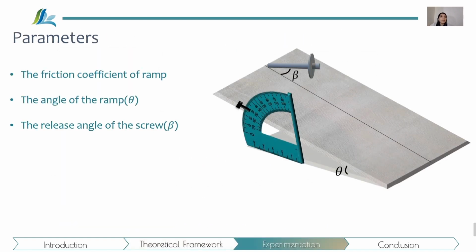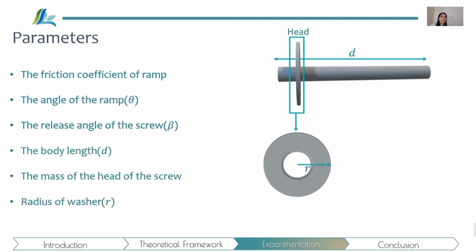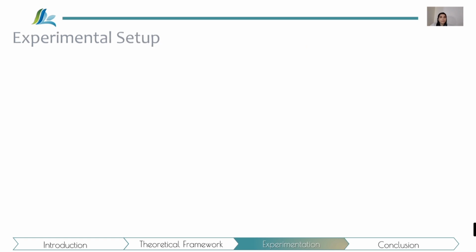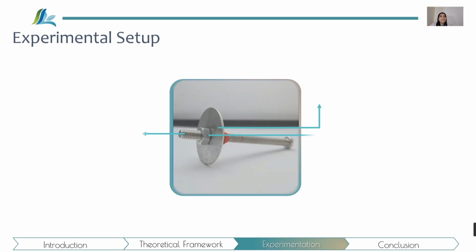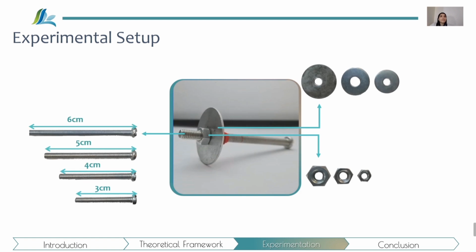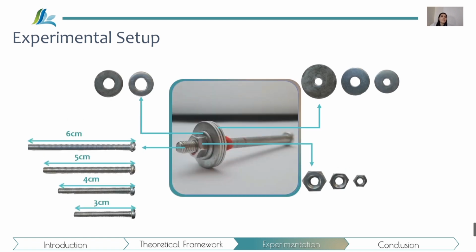The related parameters include the friction coefficient of the ramp, the angle of the ramp, the releasing angle of the screw, the body's length, the mass of the head of the screw, and the radius of the washer. This is the experimental setup. The size of the screws, the washers with different radiuses, and the nuts with different sizes can be observed.